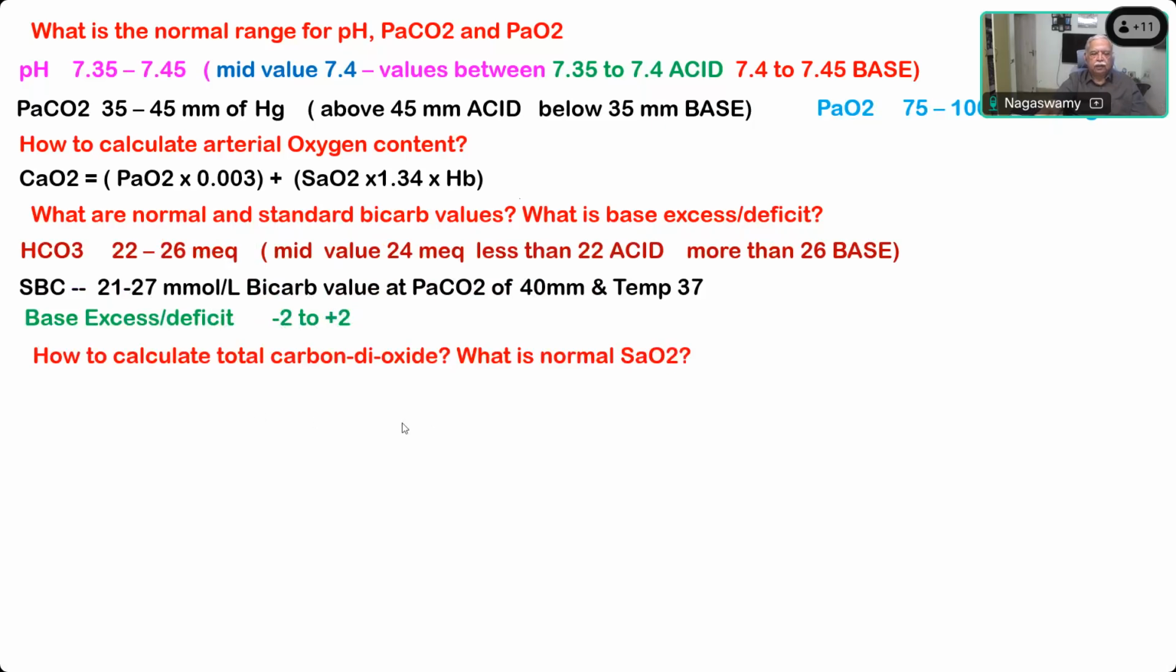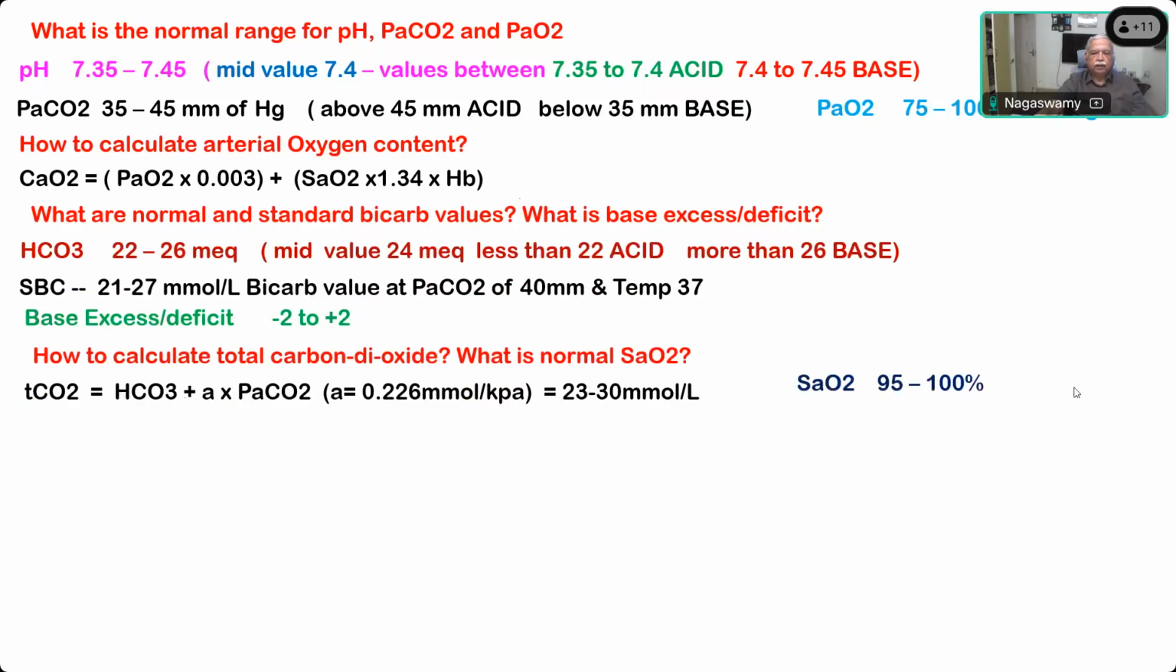Okay. How do you calculate the total carbon dioxide? And what is the normal arterial oxygen saturation? 95 to 99. Total carbon dioxide, how do you calculate? Again and again, we have to remember that ABG estimates the oxygenation and ventilation, so we have to know these values. Total carbon dioxide can be calculated by bicarb plus A into PaCO2. A is the standard value of 0.226 millimoles per kilopascal, multiplied by the PaCO2 value. The total carbon dioxide is normally about 23 to 30 millimoles per liter. And SaO2 is usually 95 to 100%.